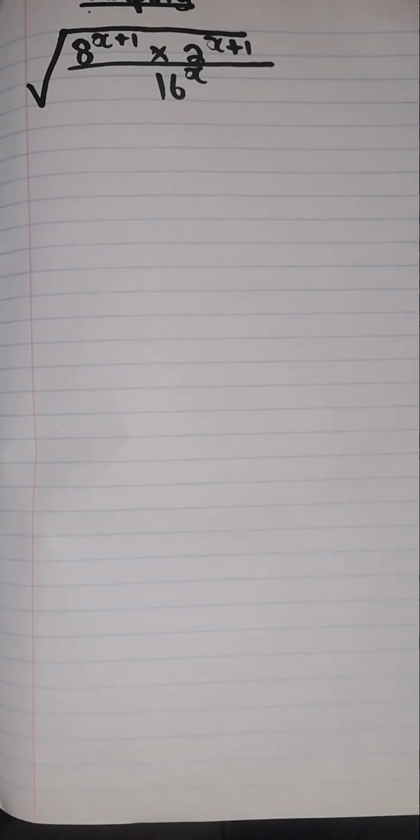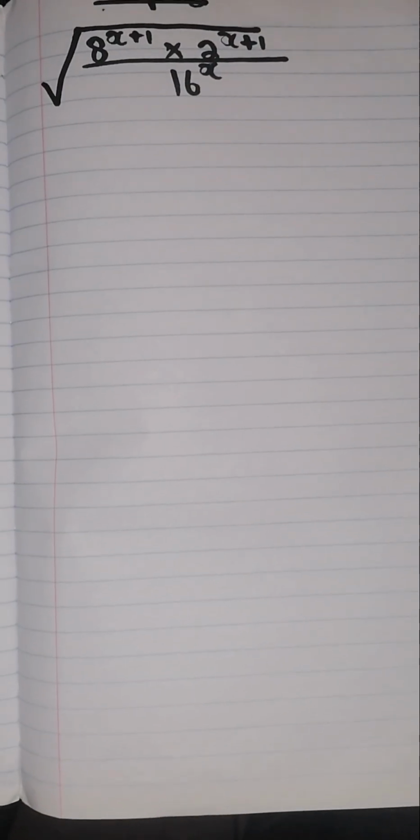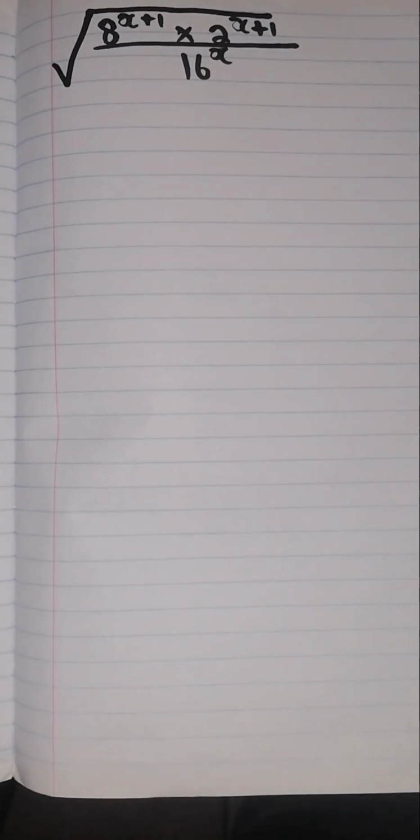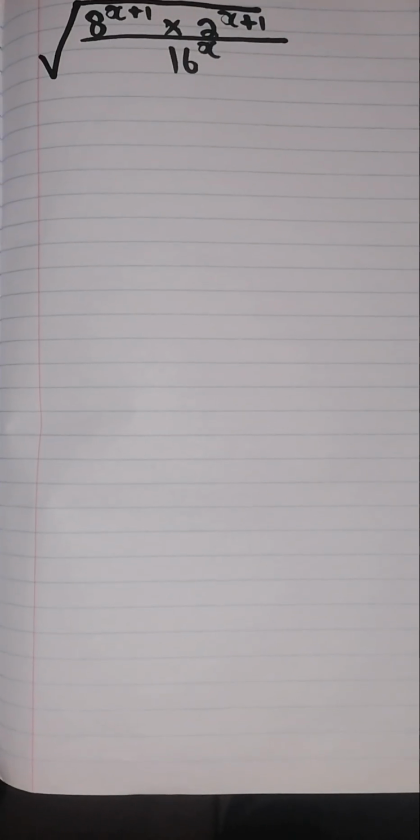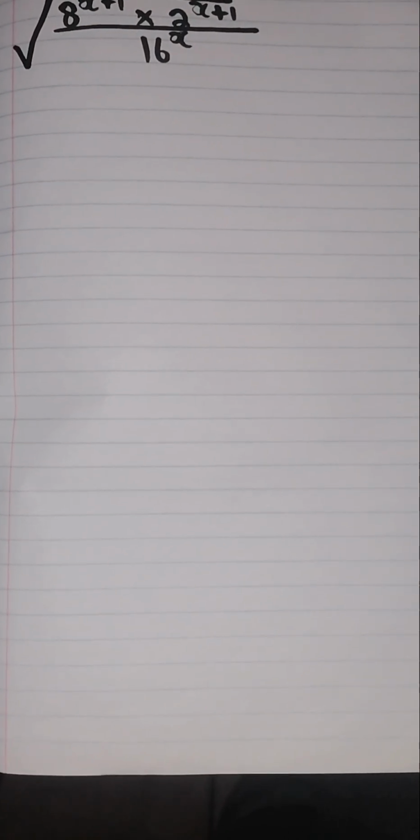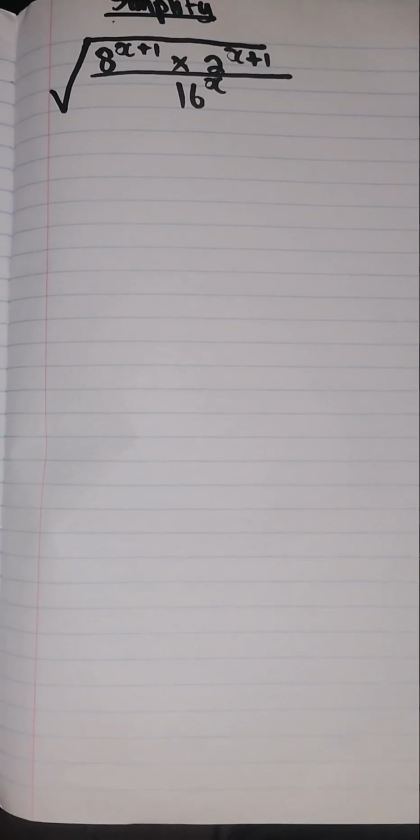Now, before you go and deal with the square roots, which will make this difficult and more confusing, you should deal with everything inside the bracket and simplify it first. Now we have 8, 16, and 2. 8 and 16 aren't prime numbers, so we'll first turn 8 and 16 into prime numbers.